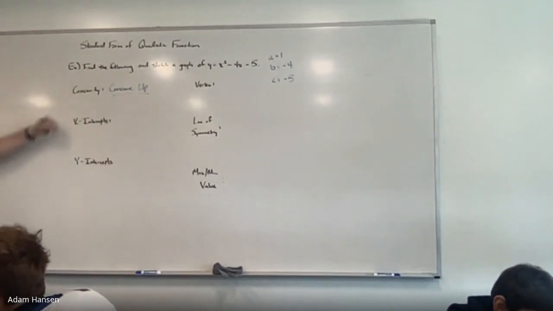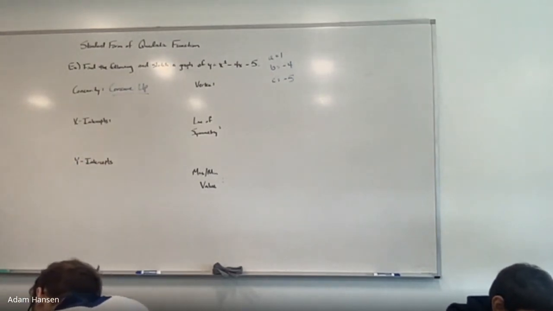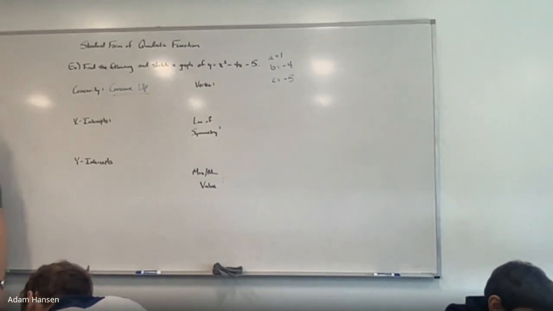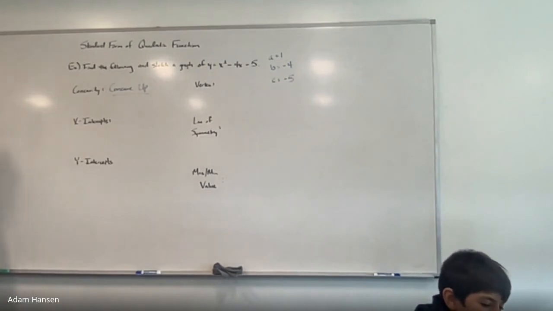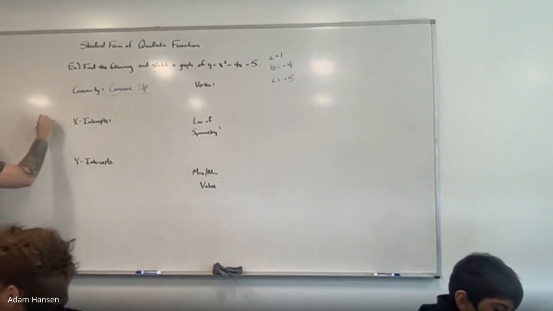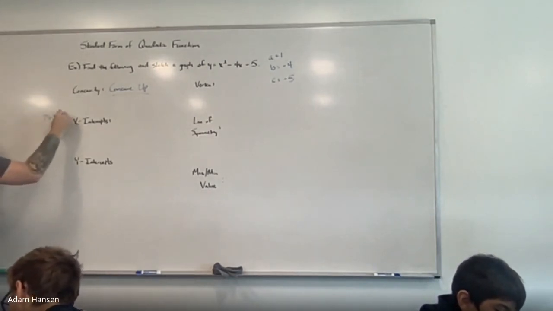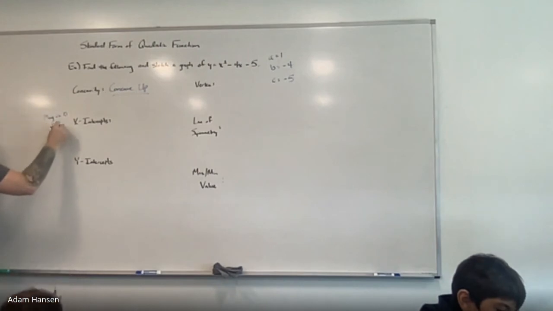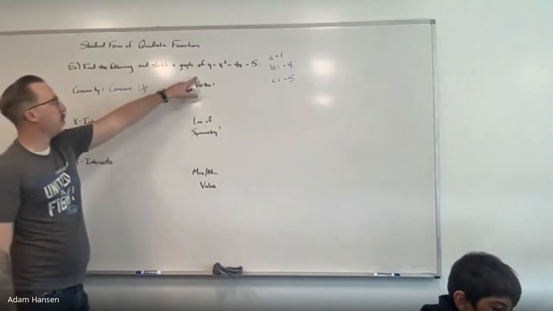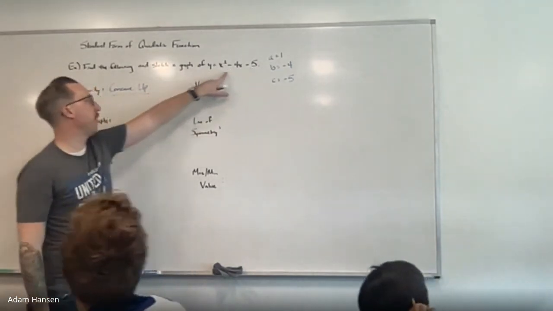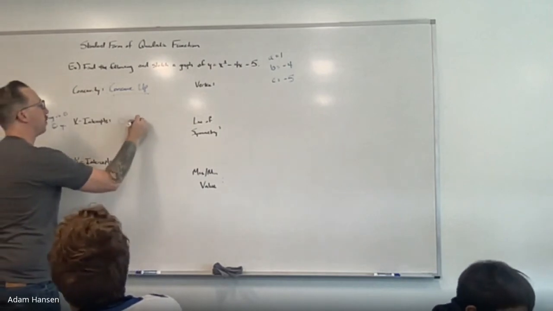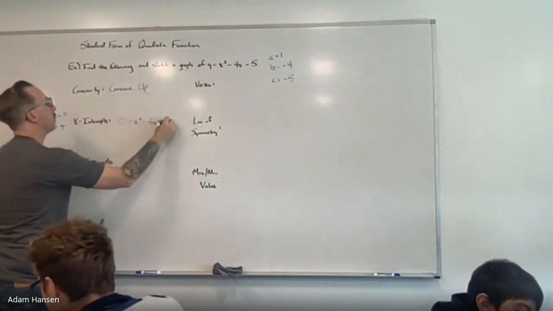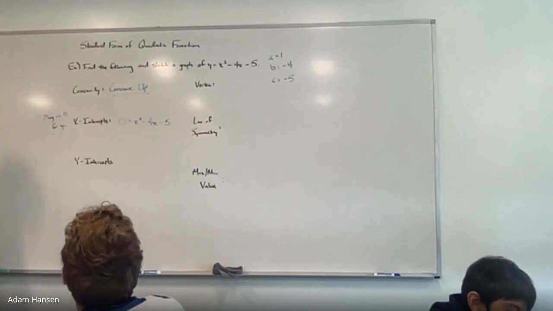All right, let's do some x and y intercepts. X intercepts. If I look back at the notes on the other board behind Adam, it says we got to plug in 0 for y. Take that equation, solve it by factoring. Y equals x squared minus 4x minus 5. Change y to 0. 0 equals x squared minus 4x minus 5.